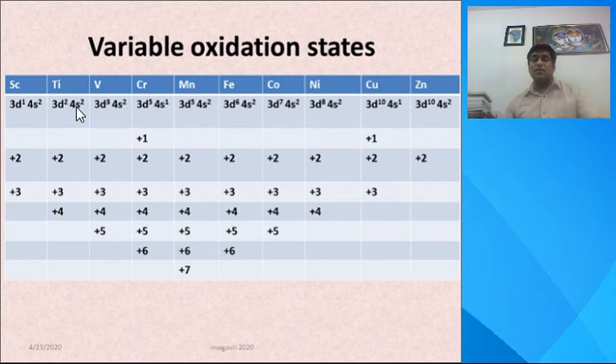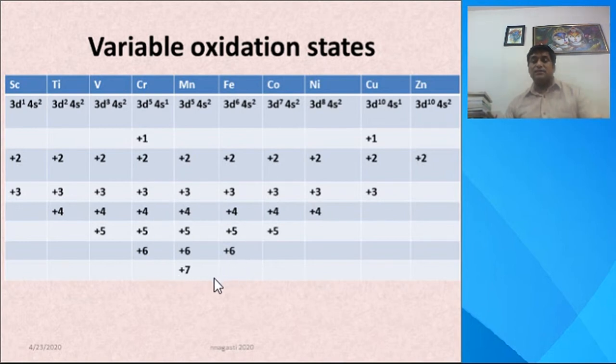Similarly, titanium, 2 electrons are lost from 4s, +2, then 1 electron from here, 2 plus 1, 3, so +3, all the 4 electrons, +4. So like this, all possible oxidation states based on the number of electrons that can be lost are written here. Look at manganese. It shows a range of oxidation states from +2 to +7, chromium +1 to +6.